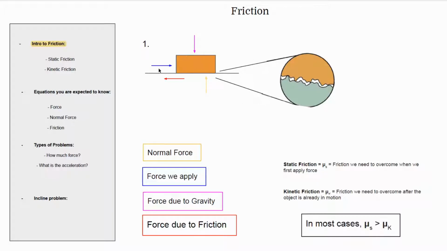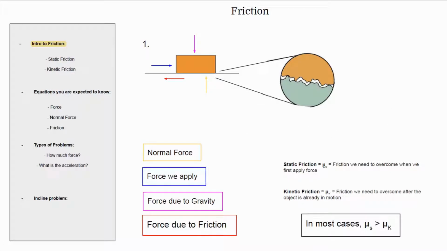If we have a stationary box and we push it to the right, there are four main forces acting on the box. There is a force due to gravity pulling the box down. There's a normal force between the box and the plane, pushing the box up, keeping it from falling through. There's a force that we apply to get the box to move to the right, but at the same time, there's a force that kind of resists the force that we apply. This is the force of friction that is caused between the box and the plane.